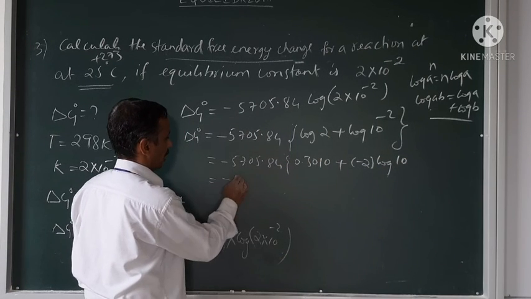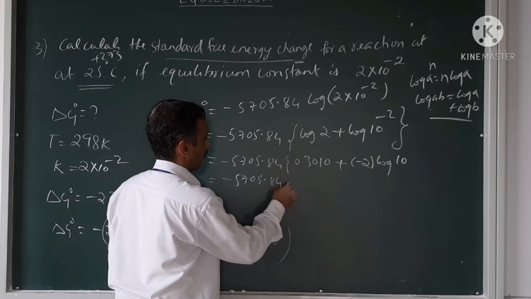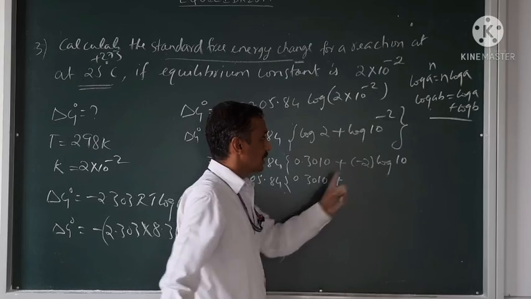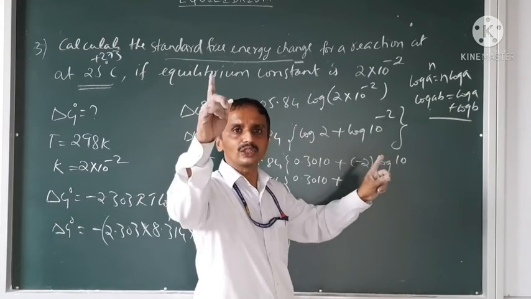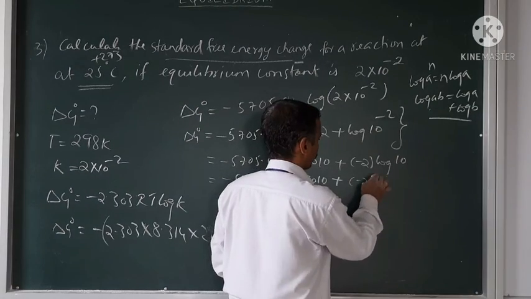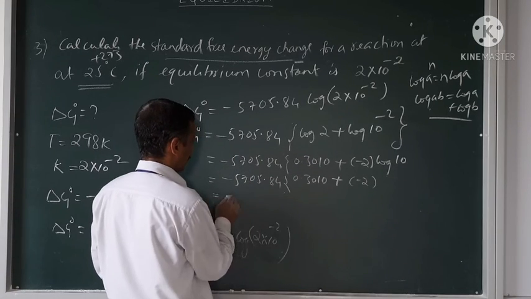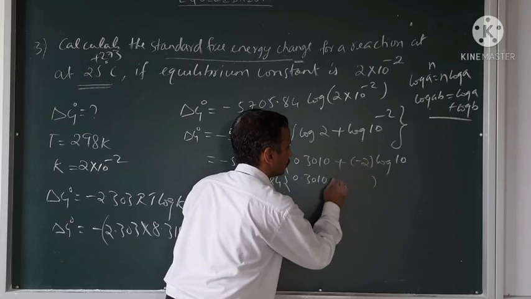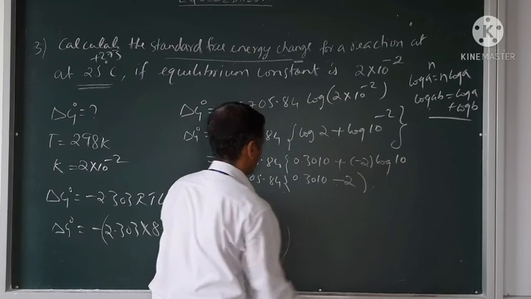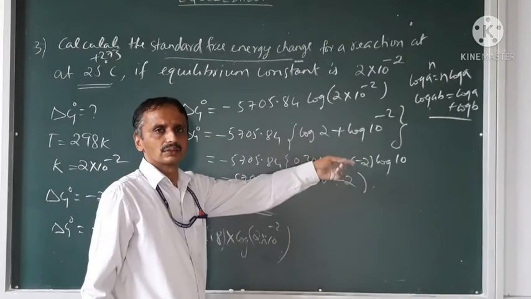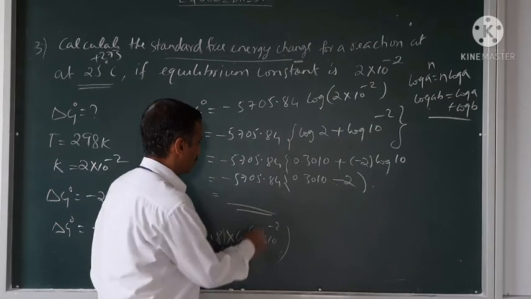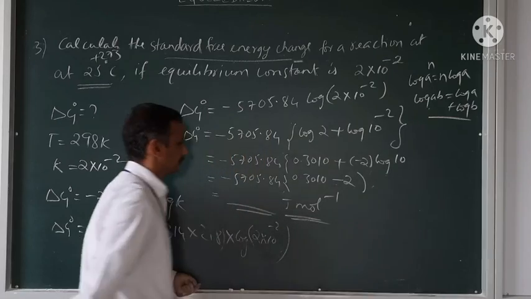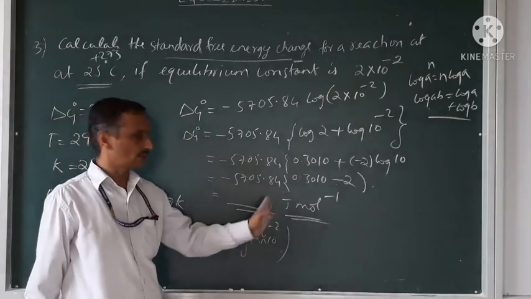So it is equal to minus 5705.84 into 0.3010 plus minus 2 log 10. Log 10 is 1. So minus 2. So get the values now. Plus minus 2 is minus 2 only. Now get the value and finally write down joules per mole as the answer unit. This is how to calculate it.